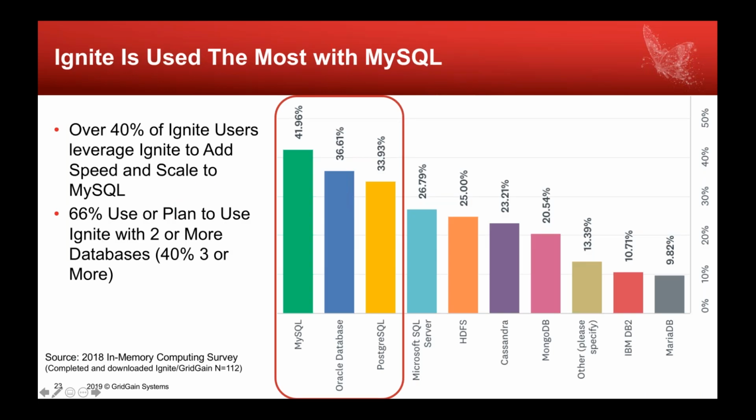Interestingly enough, Ignite is used the most with MySQL. Over 40% of all Ignite users, when we do different surveys like the in-memory computing survey, are using Ignite with, or tend to use Ignite with MySQL. They're using it to merge data across databases as well. So 2/3 of them are using 2 or more databases. 40% are using 3 or more. But MySQL is really the most common, partly because people are trying to look for that read scale as an in-memory data grid, and sometimes the write scale as well.